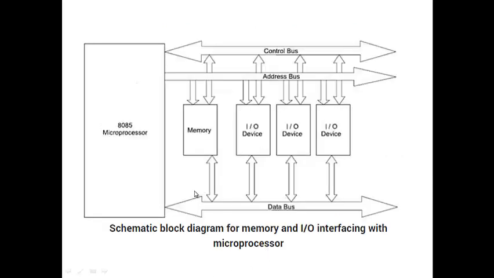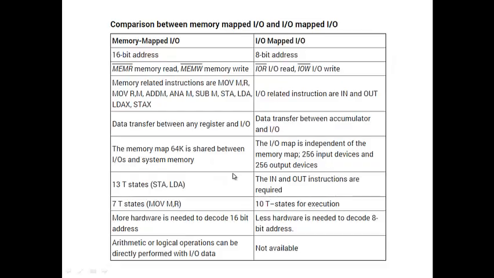So we will see the schematic block diagram of memory as well as input output interface with the microprocessor. This is memory, and this is the input output device. Usually memory can have 16 address lines, whereas an input output device can have 8 lines. The control bus says whether you are going to write or read. So you can do memory read, memory write, and similarly input output read and input output write.